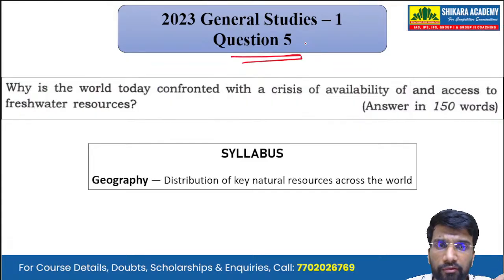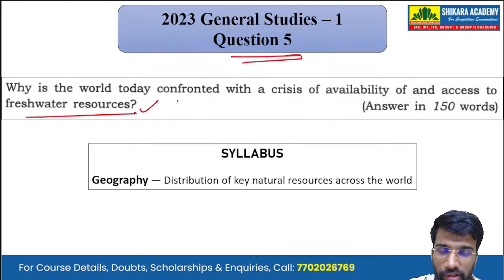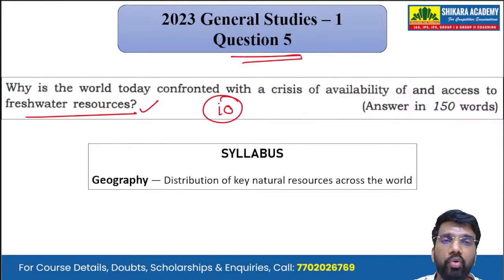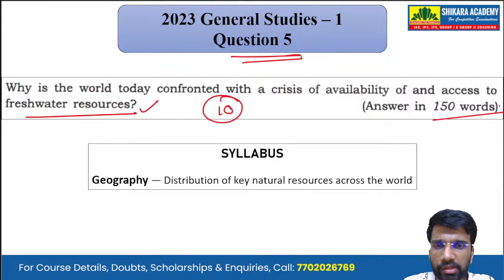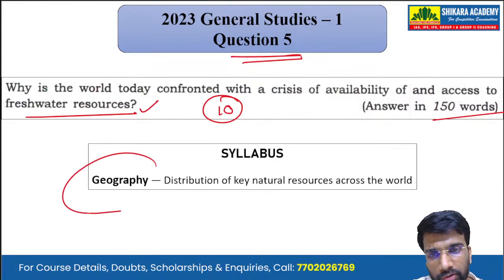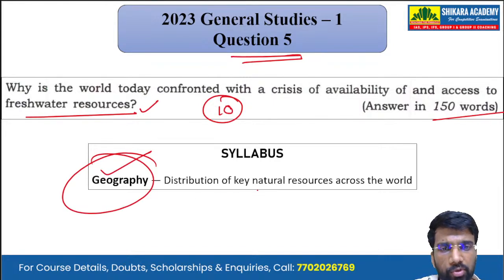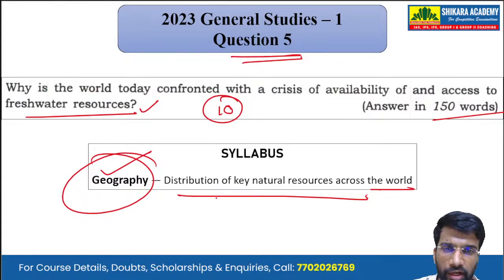Why is the world today confronted with a crisis of availability of and access to freshwater resources? A 10-mark question that we have to answer in 150 words. Mapping it with the syllabus, we can see that it has been asked from the subject of geography, and the topic is distribution of key natural resources across the world. And what is the natural resource the question is talking about? That is fresh water.